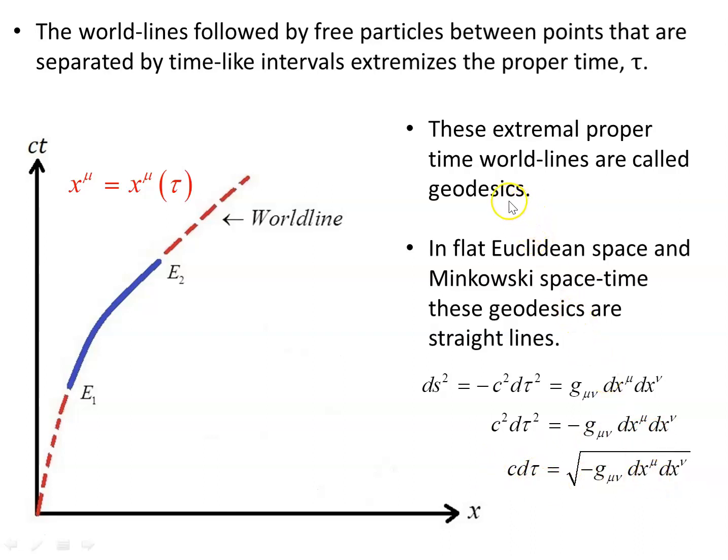So world lines of free particles between points that are separated by time-like intervals are extremized in proper time. All that's happening is a free particle travels along geodesics. So a free particle, with no forces acting on it, is following the curvature of space-time, and it will travel along geodesics. All right, and we're going to have a look at how we identify those geodesics. We can do that by extremizing the proper time, which is why we're going to be using these relationships down here, particularly this final one.